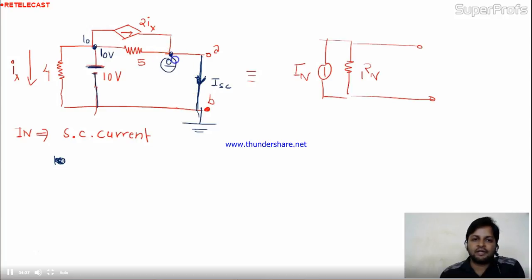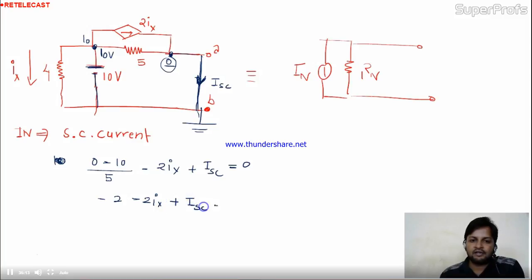Tell me, what is the voltage here? 0, because this branch is directly connected to the ground. So this is 0. 0 minus the opposite point's voltage, 10, divided by 5. This is the incoming current. Minus 2ix. This is the outgoing current, ISC, equal to 0. So it means minus 2 minus 2ix plus ISC equal to 0.